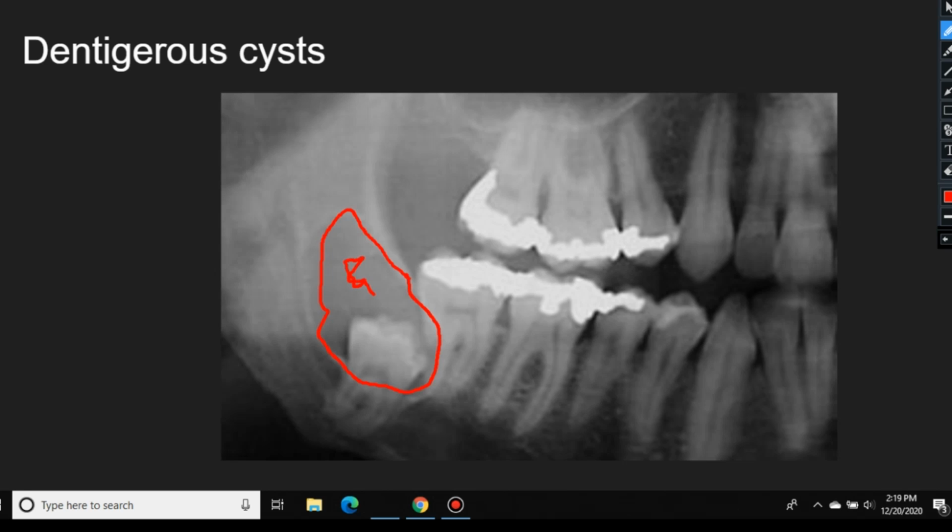Treatment for this will be to try and remove the cyst. And then most likely they will remove the unerupted tooth. If it looks like the tooth can erupt okay, they may leave it in place and allow that tooth to erupt naturally.